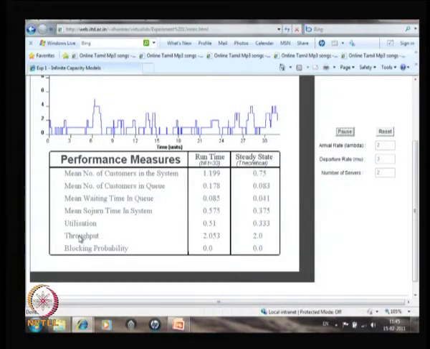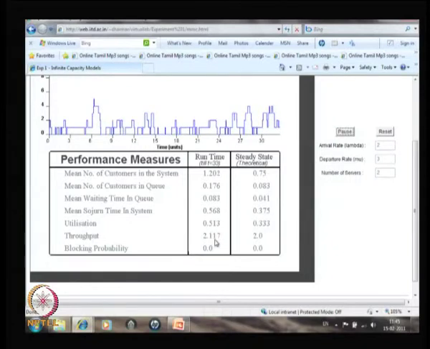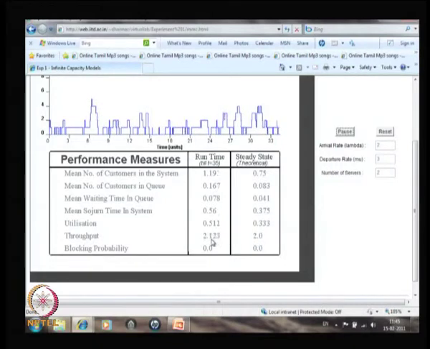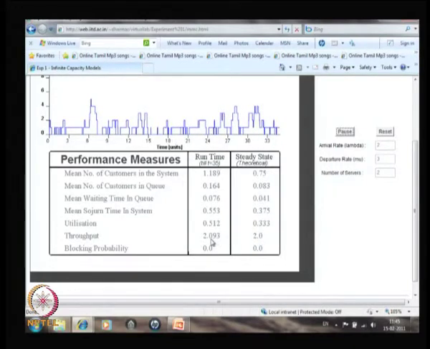Now you can see the throughput, till this much time you are getting 2.0, whereas the steady state throughput is 2. Throughput is nothing but the number of customers served per unit time.